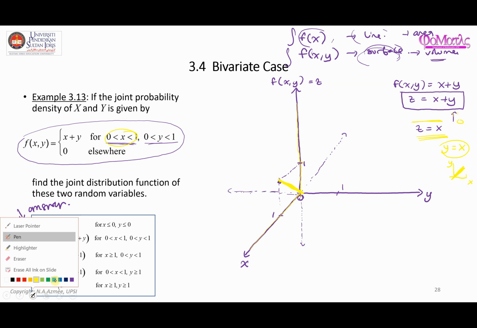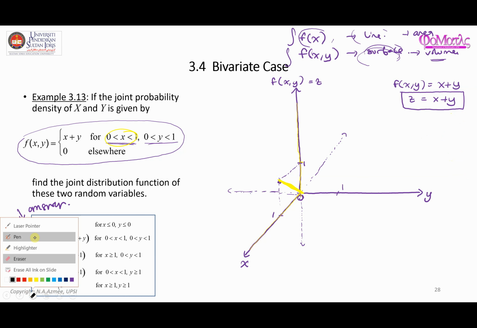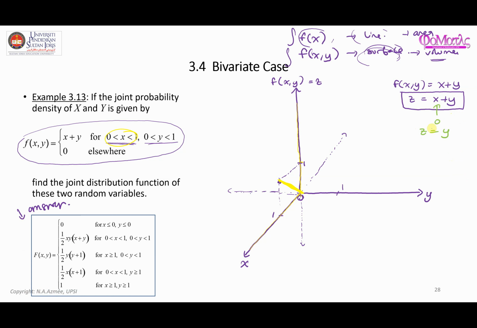Now let's try and imagine what happens if we set x equal to 0. If x is equal to 0, then z must be equal to y. This is a similar idea to what I have already explained just now. So this is the z and y plane, and at this point we have a line looking like this, something like that. A straight line.